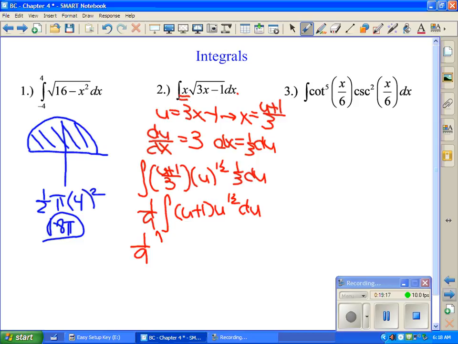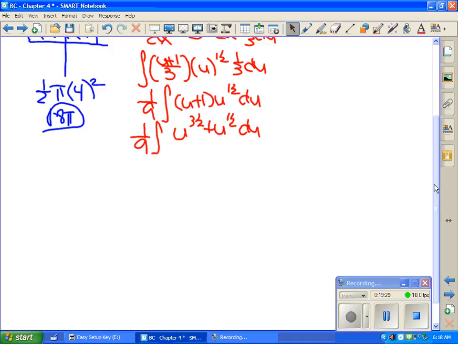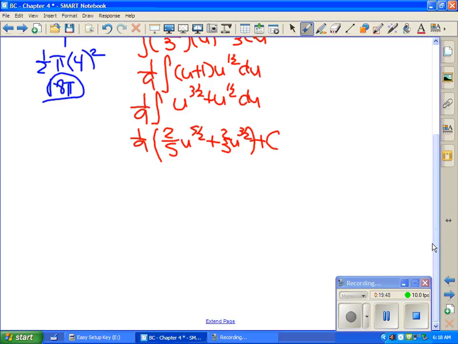And now I can apply my antiderivative technique. So this is going to be 1/9, 2/5 u to the 5/2 plus 2/3 u to the 3/2 plus c. And then the last step is to replace the u's with x's. u was equal to 3x minus 1. So the answer here is 2 over 45, 3x minus 1 to the 5/2, plus 2 over 27, 3x minus 1 to the 3/2, plus c.